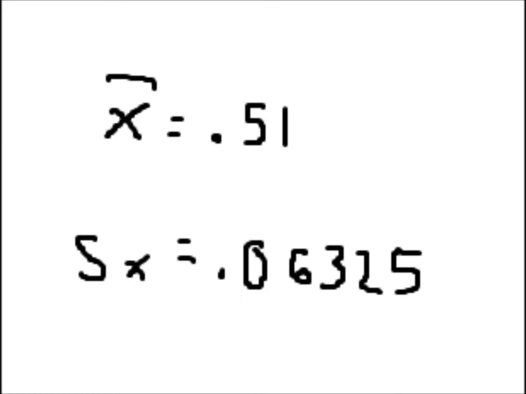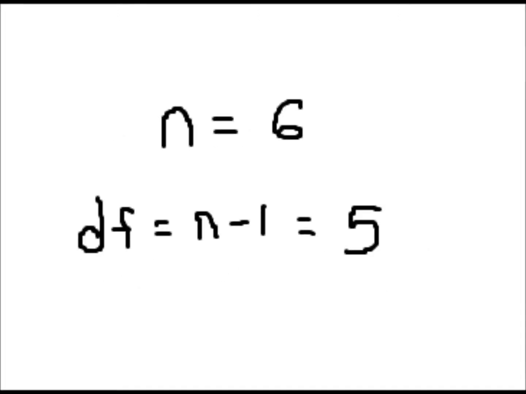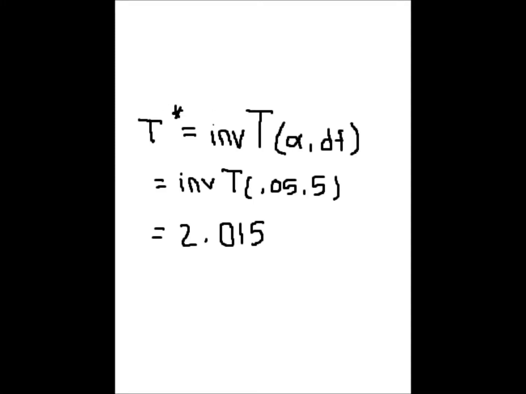Next, plug the given data into the L1 list on the graphing calculator under Stat Edit. Under Stat Calc 1-Var Stats L1, a list of data will be computed for use in this problem. We get the following information that's shown in the next two slides. T-star equals inverse T of alpha, degrees of freedom, so it equals inverse T of 0.05, 5, which equals 2.015.